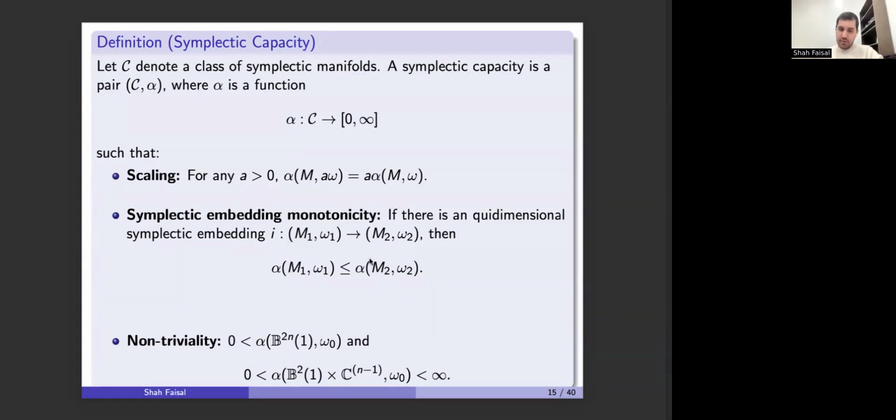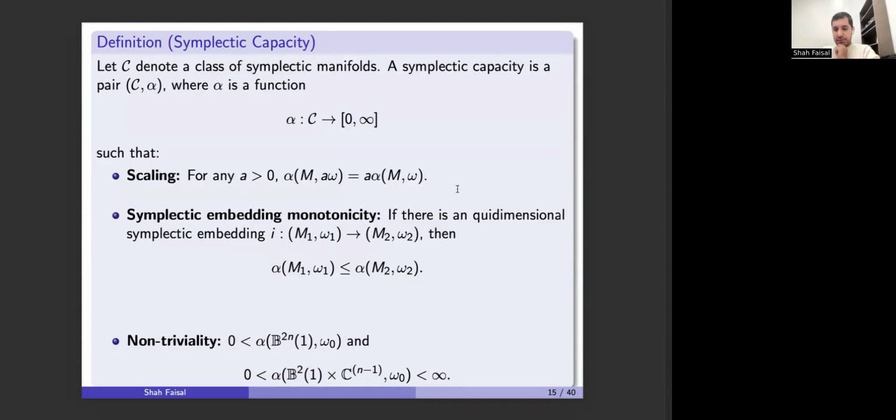So if you have a symplectomorphism, then this tells you that this number has to be equal for both. So it's a symplectic invariant. And the third one is that it's not something trivial. For the round ball in the standard Euclidean space, it has to be positive, and for the cylinder, it has to be finite. So basically, you are saying that it should not be like volume. Volume is, for example, infinite for the cylinder. Okay, so these kinds of functions are called symplectic capacities.